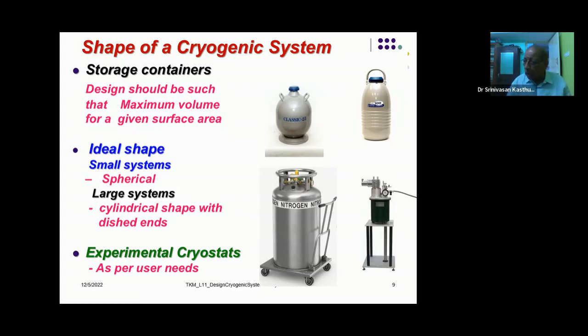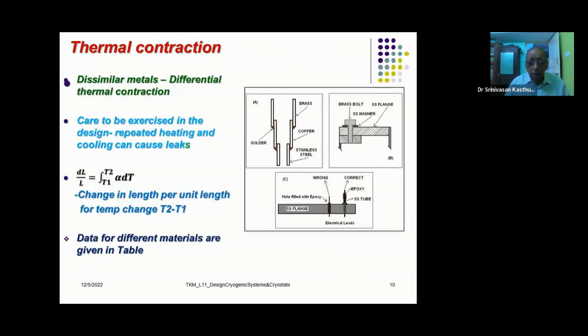When you come to experimental cryostats, it depends on the user. So entirely it will be based on the user requirements, and therefore, for example, it can be just a cylinder with the top and bottom flat completely. Okay. Now let's address the thermal contraction.